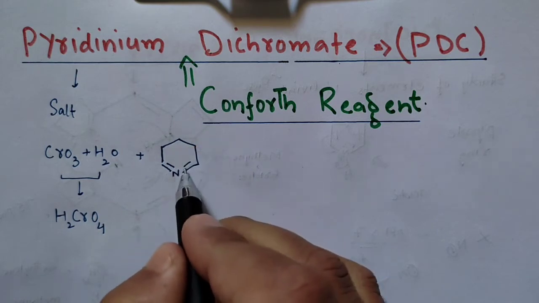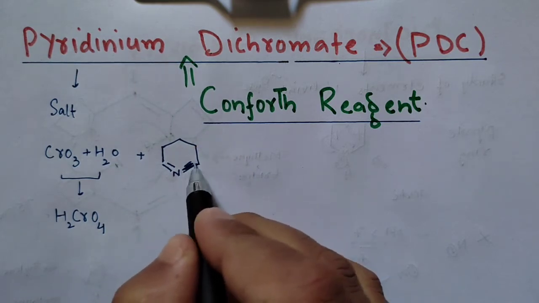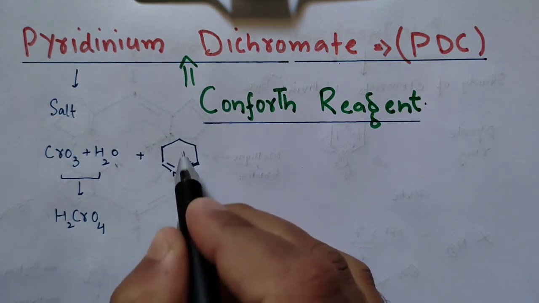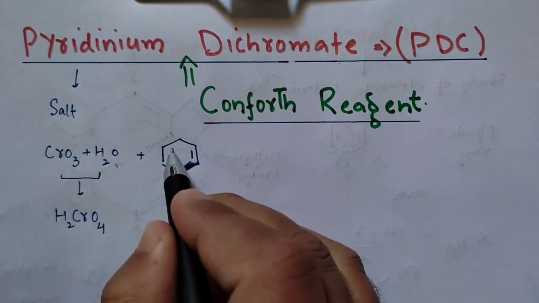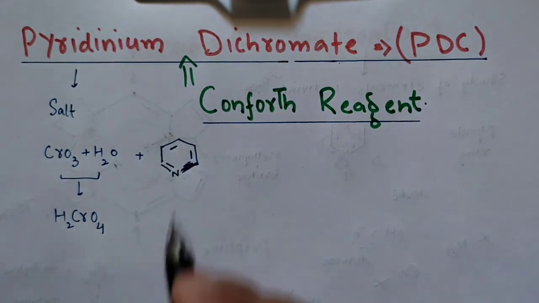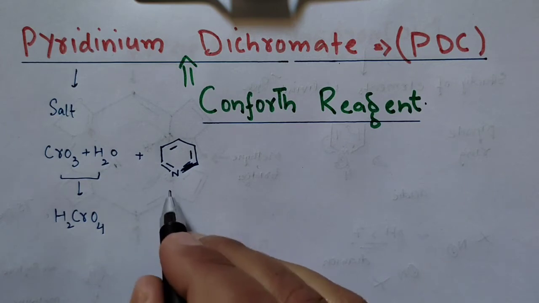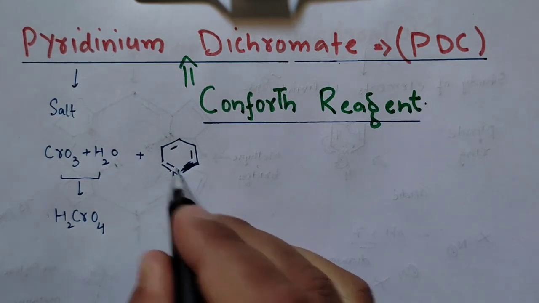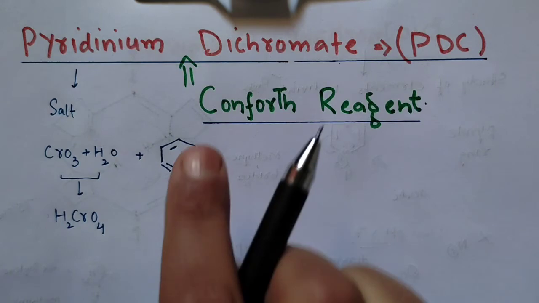Oh, sorry. It's a single bond. So please take it as a single bond because we have a conjugation here. Okay? And this is your pyridine. And in pyridine, you have a very interesting lone pair here. This lone pair is not in the conjugation.